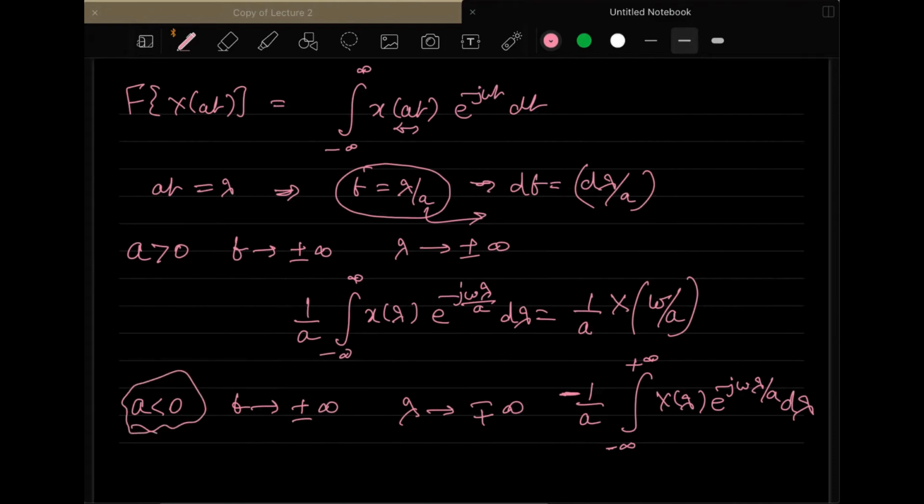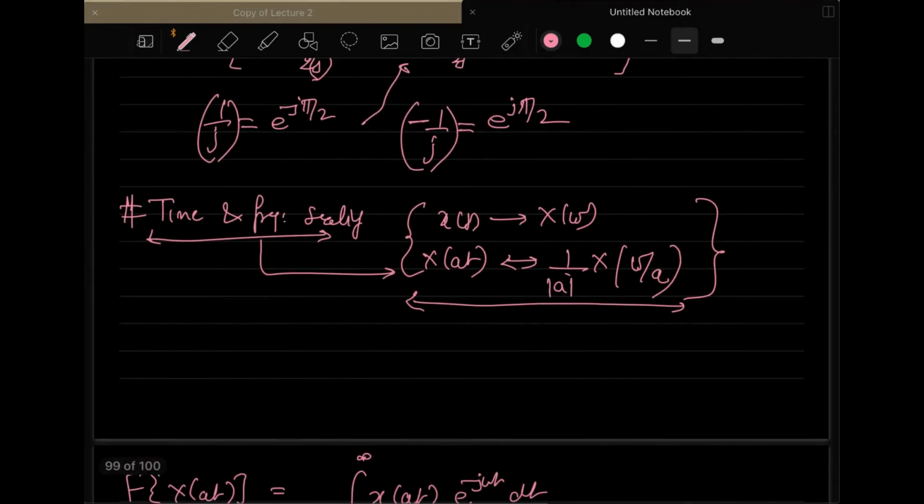So to incorporate both the functionalities of plus 1 by a and minus 1 by a, what we have done is we have taken the modulus of that. Based on that, you have both the integrals incorporated. So this is when we are considering both the cases, that is a greater than 0 and a less than 0. That's why your modulus comes here.